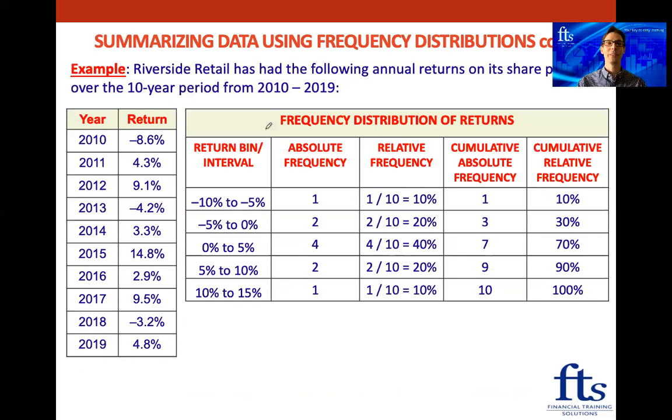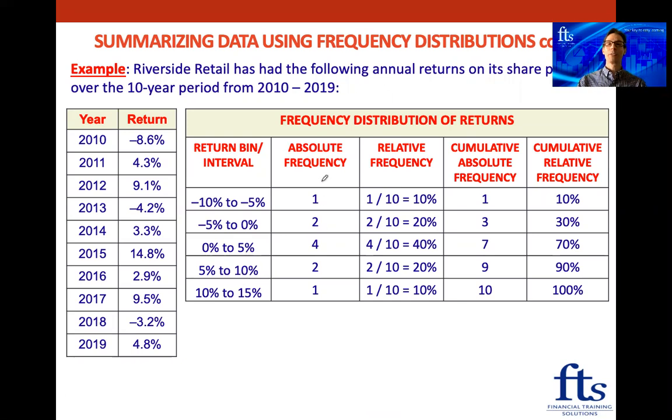So we've got Riverside Retail. They've had the following annual returns on their share price over this 10-year period. We can see some years were pretty bad, like 2010, they did -8%, but some years were good, like 2015, they did 14.8%. So here are our return bins, or intervals, or buckets. We can see they're going up in increments of 5%.